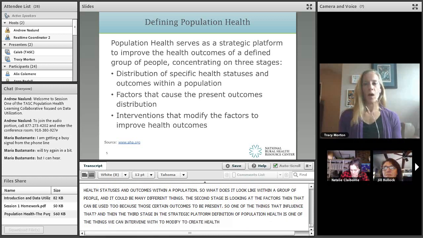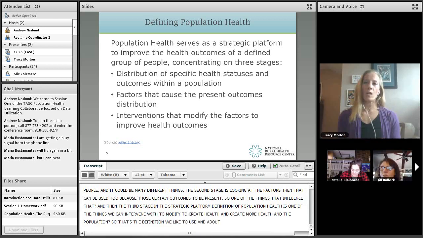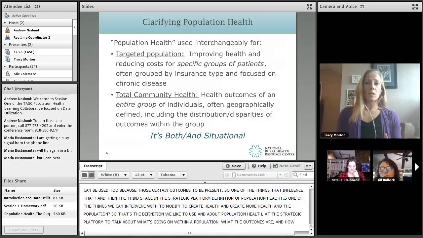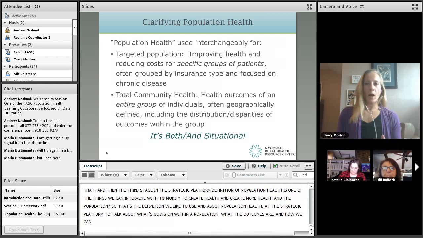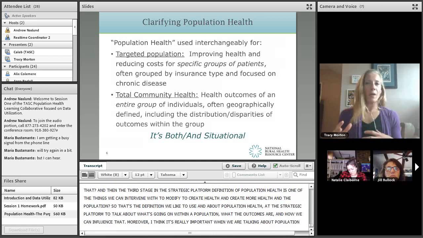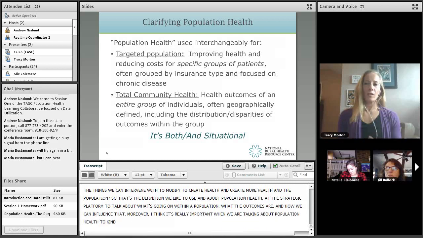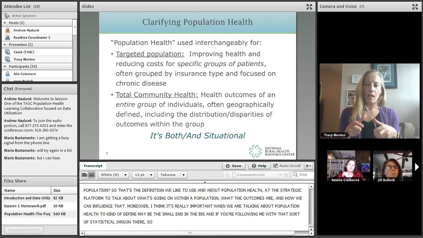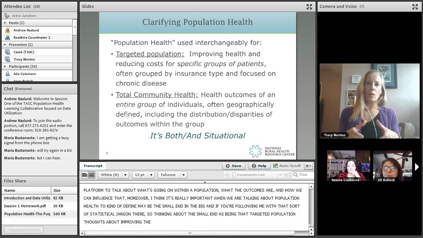The second stage is looking at the factors that can cause those certain outcomes to be present. So what are the things that influence that? And then the third stage in this strategic platform definition of population health asks: what are the things that we can intervene with and modify to create more health in the population? So that's the definition we really like to use, that population health is a strategic platform to talk about what's going on within a population, what the outcomes are, and then how we can influence that.